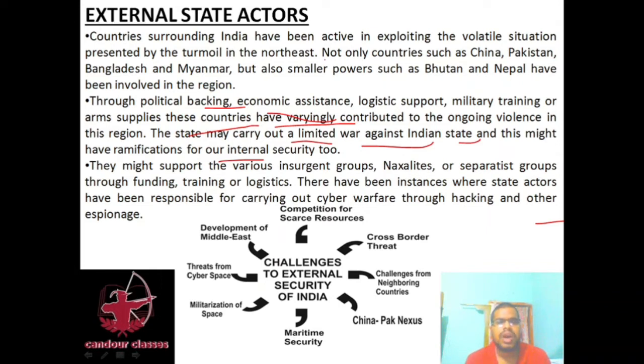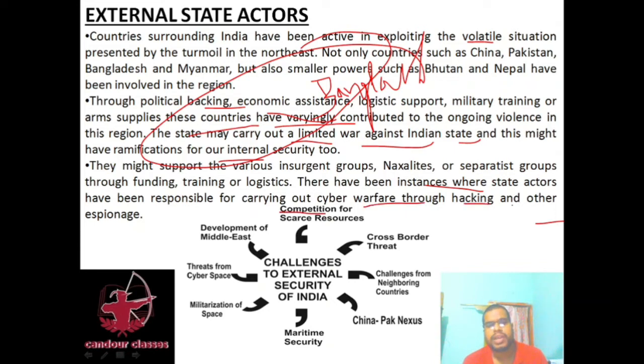I need to tell you that from Bangladesh, illegal arms supply is coming to India on a continuous basis. Moreover, illegal entry of people is also possible through Bangladesh and Myanmar, because there is a small radius of up to 7 kilometers where tribal people can come without having visas and all. Through that only, illegal entries are possible. They might support various insurgent groups, Naxalite and separatist groups through funding, training, and logistics. There have been instances where state actors have been responsible for carrying out cyber warfare through hacking and other espionage.